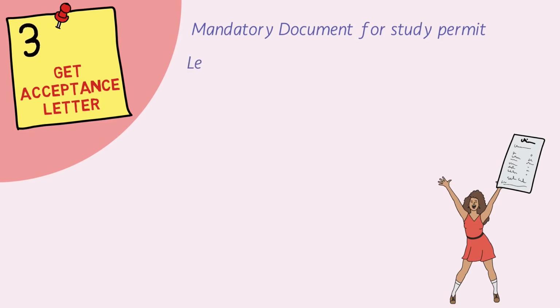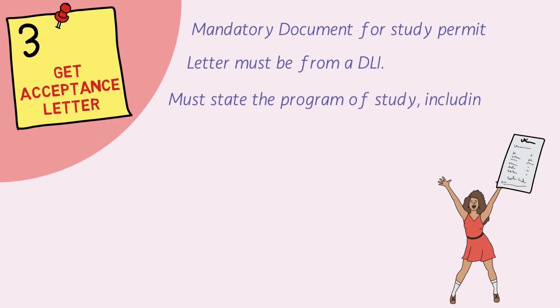Now the acceptance letter must be from a DLI college. While you're researching colleges or universities, you must make sure that they are designated learning institutions. DLI stands for Designated Learning Institutions. If the college or the university is a designated learning institution, it would be mentioned very clearly on their website. Now the acceptance letter must state the program of study, including the start and the end dates.